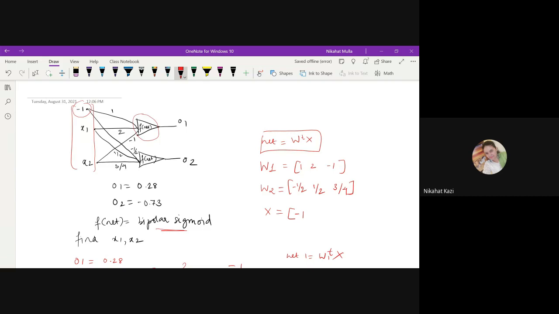In the case of W2, you will multiply it with which value? Minus half. W2's -1 you are going to multiply with this minus half. How do you compute W transpose X? You multiply the corresponding weights with those inputs which are coming in.